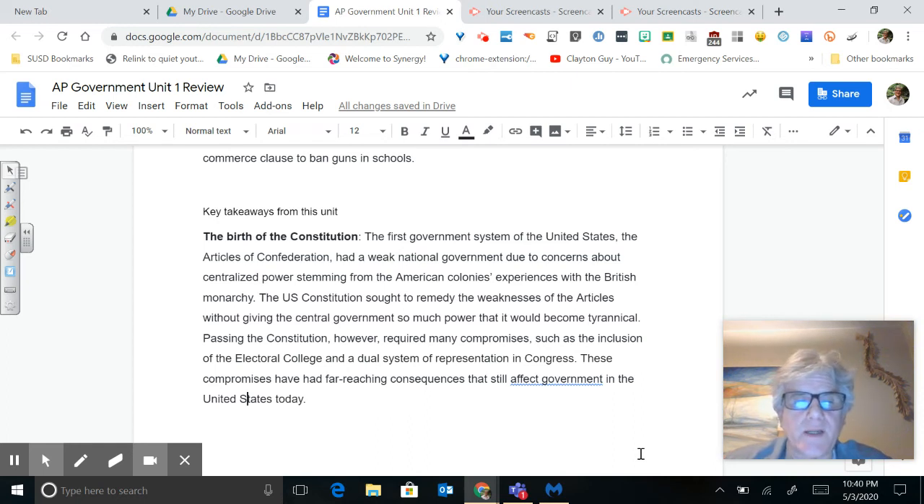Passing the Constitution, however, required many compromises, such as the inclusion of the Electoral College, the bicameral legislature with the House and the Senate, also the elimination of the slave trade in 1808. There were quite a few compromises in the birth of the Constitution. These compromises have had far-reaching consequences that still affect government in the U.S. today, and we're still arguing about many of the Federalist national government versus state government arguments today.